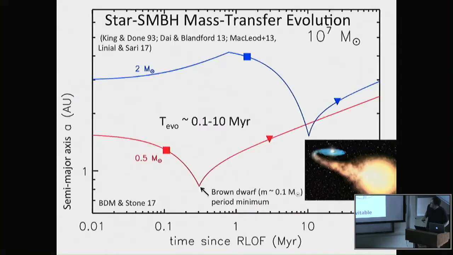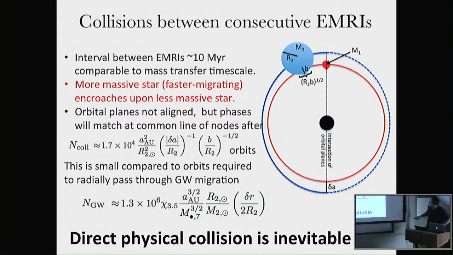And so the idea here is that the interval between these EMRI events, which as I mentioned, maybe once every 10 million years, is actually similar to the evolution time scale over which a given EMRI transfers mass to the black hole. So you might have an interaction between two of them. Say I have a low mass star which comes in and starts feeding gas onto the black hole, reaches a period minimum and starts going out. And then a more massive one comes in and starts feeding gas. And actually at some point their orbits cross and they may strongly interact.